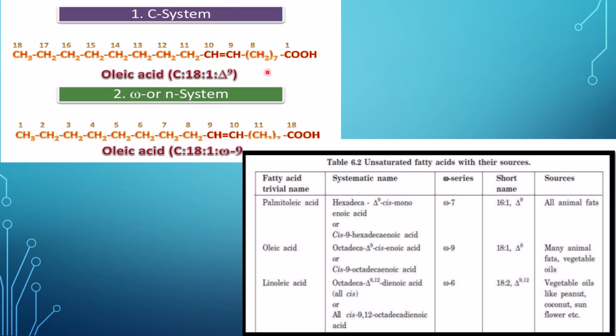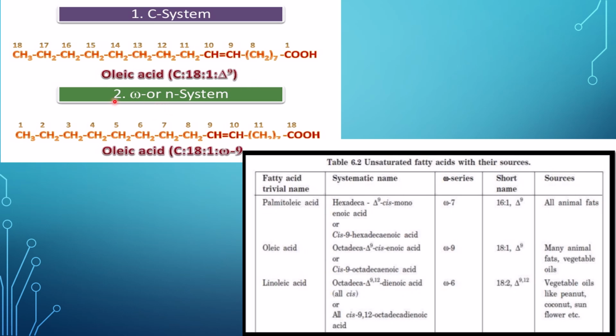This is the case of oleic acid. Oleic acid has 18 carbons, with one double bond at the ninth position from the carboxylic acid end. So we will name it C18:1, delta 9. The 9 is the position, telling the position of the double bond, and the 1 stands for one double bond. Had it been two double bonds, suppose the second one is at position 11, we would write 2 double bonds, and the positions 9, 11, like that. You can apply the same way for other unsaturated fatty acids.